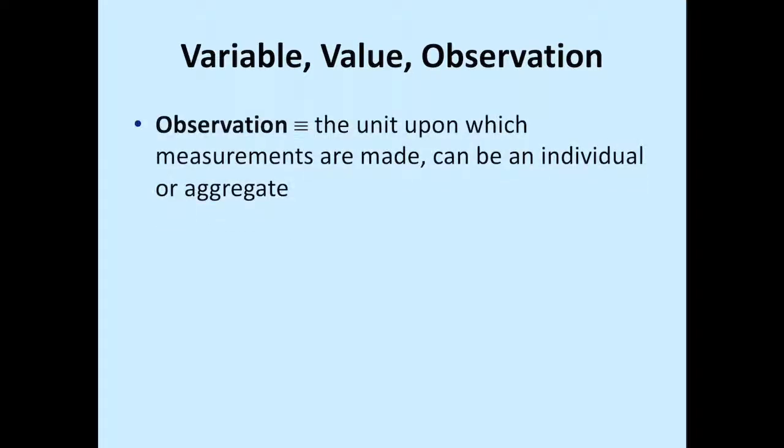Now we're going to move on to variable, value, and observation. So as we collect this information, it has to be organized in a specific way, and that is based on the variable, value, observation. An observation is a unit upon which the measurements are made and can be individual or aggregate, right? It could be individual, or it could be a group of people, like a country, or maybe a classroom or a hospital setting, like that specific group of people.